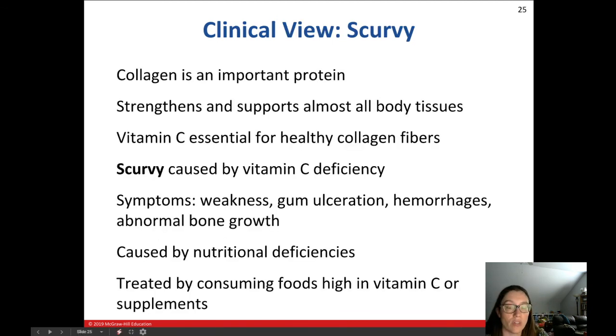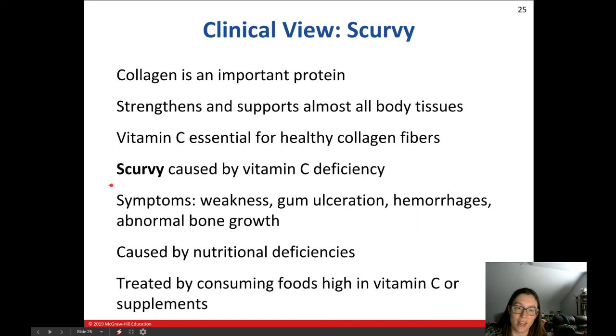So collagen is a really important protein, and it strengthens and supports pretty much everything in your body. And one thing to know is that vitamin C is important and essential for creating healthy collagen fibers. And the disease scurvy is a disease that's caused by vitamin C deficiency.